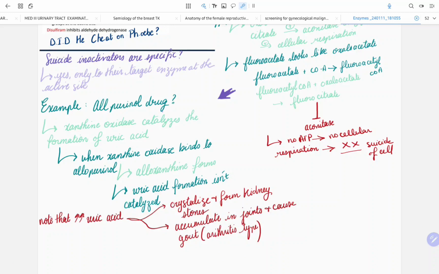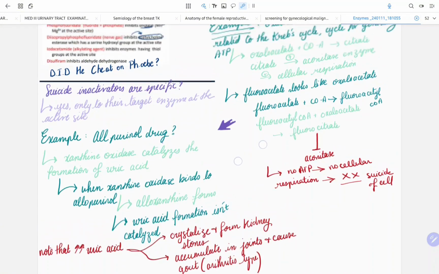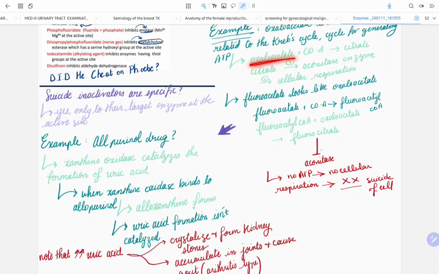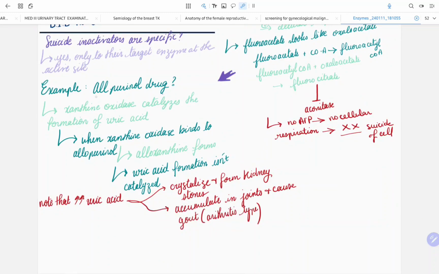This also emphasizes this example, and this example emphasizes the specificity of suicide inactivators, because if fluoroacetate didn't look exactly like oxaloacetate, it wouldn't have been able to deactivate aconitase, and the same thing applies for allopurinol.